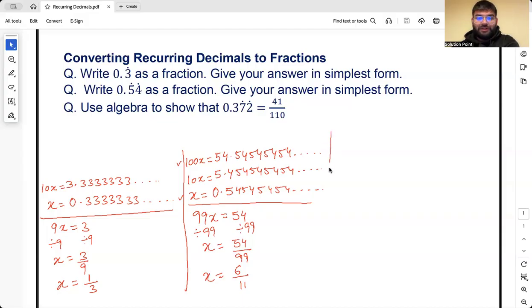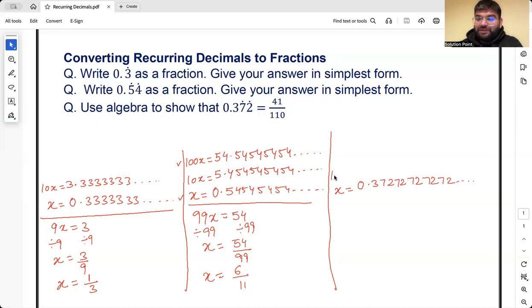Now the third question is one of the previous year questions from a higher paper. Use algebra to show that 0.372 recurring equals 41 upon 110. Again the idea is the same. I'll write this as x equals 0.3, and the dots are on 7 and 2, so 7 and 2 will recur here: 7, 2, 7, 2, 7, 2, like this.